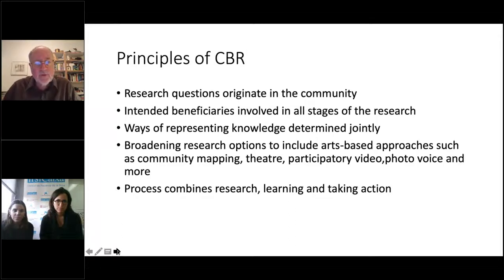And repeating what I was saying about knowledge democracy, it broadens the research options to include arts-based approaches such as community mapping, theater, participatory video, photovoice, and more. And this kind of research integrates the processes of research, social investigation, learning, and action into one, slightly messy process, I would say.